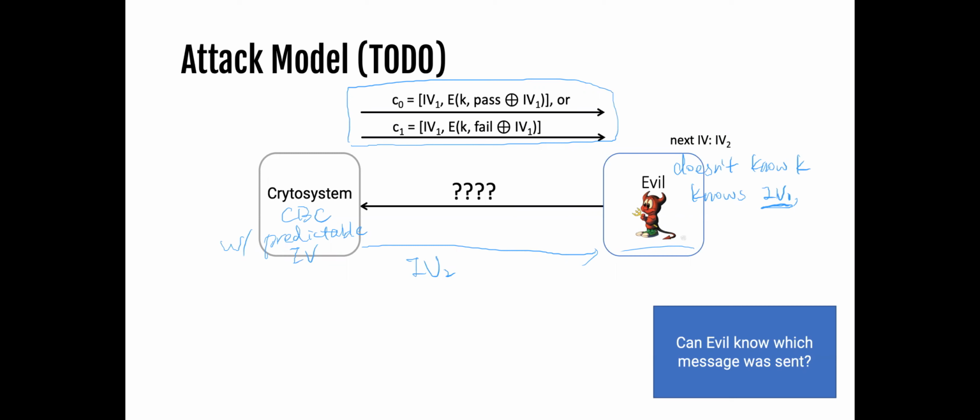I will talk about some practical examples of how Evil knows about IV2 in practice. But now let's just assume that Evil can know IV2 given IV1. Yes, there is a way to infer IV2 from IV1.